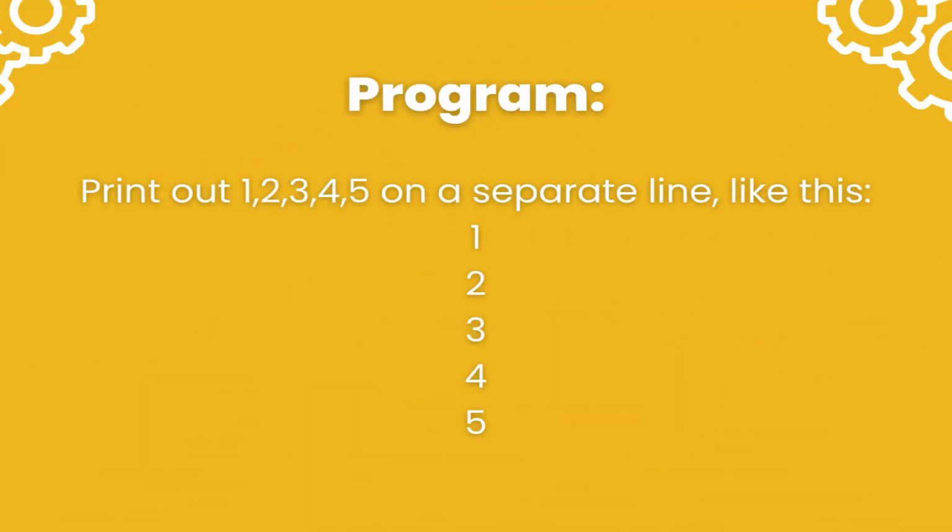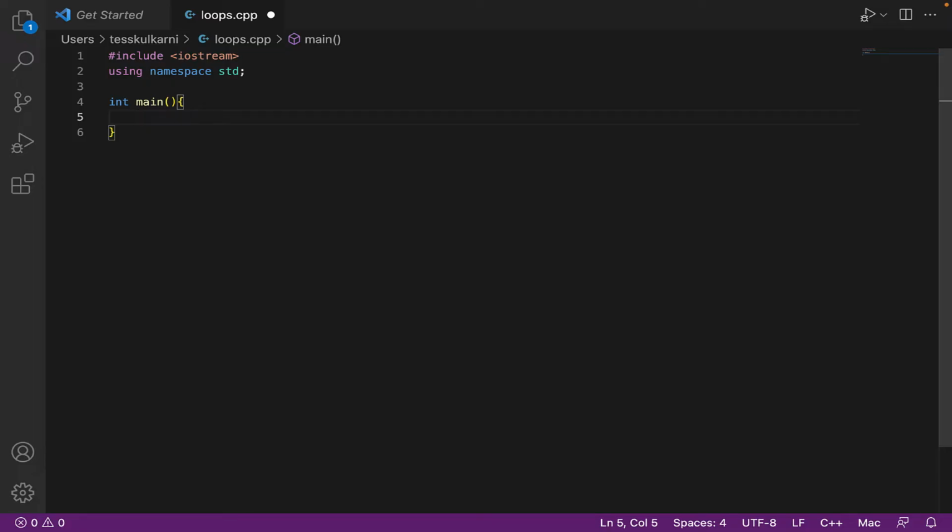So let's say that I want to write a code that prints out the numbers 1, 2, 3, 4, and 5 on separate lines. To do this, first I would create an integer variable that is going to store the number that I want to print out. Let's call this variable i. So I will write int i = 1. 1 is the first number that I want to print out. Now, I will create a while loop that prints out 1, 2, 3, 4, and 5.